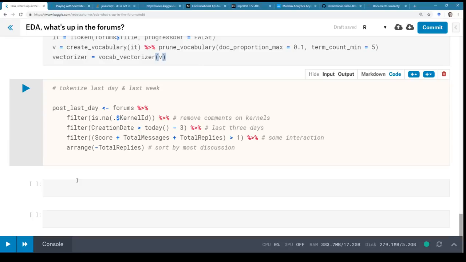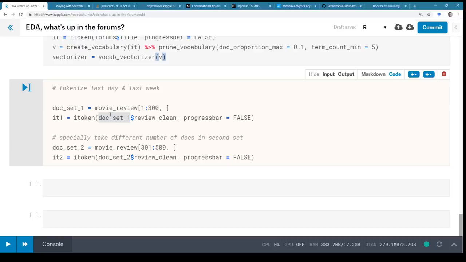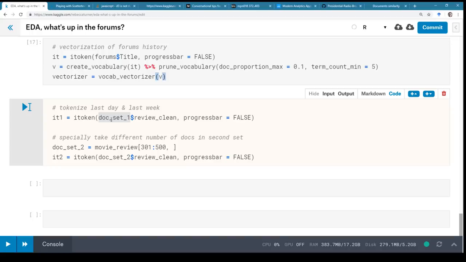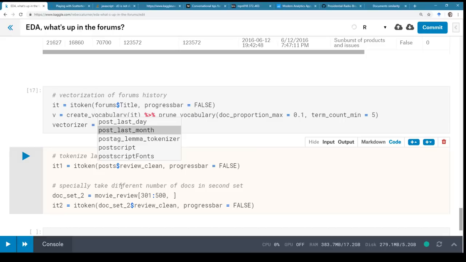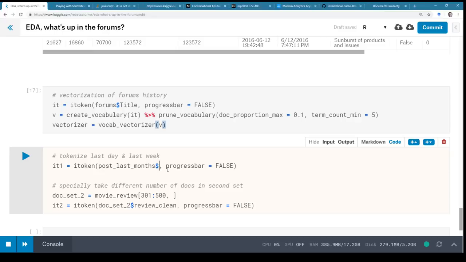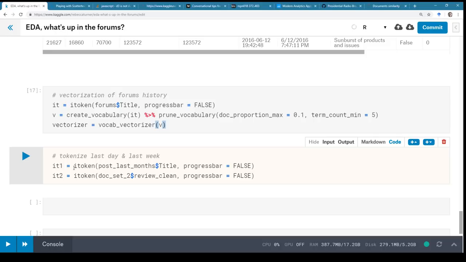All right, let's go. Oops. I need to go back here, get these again. So what I'm doing is I'm creating two sets of documents, one from the last month and one from the last day. So this is posts, I believe I called it. Yeah. So this is posts last month, and I believe it's called title. Is it not called title? I think it's called title. And then here we are going to do posts last day. Oh, it's not. Yeah. I figured out why I didn't tab complete. It's because I misspelled it. All right. So those are tokenized. And then I need to create a document term matrix.